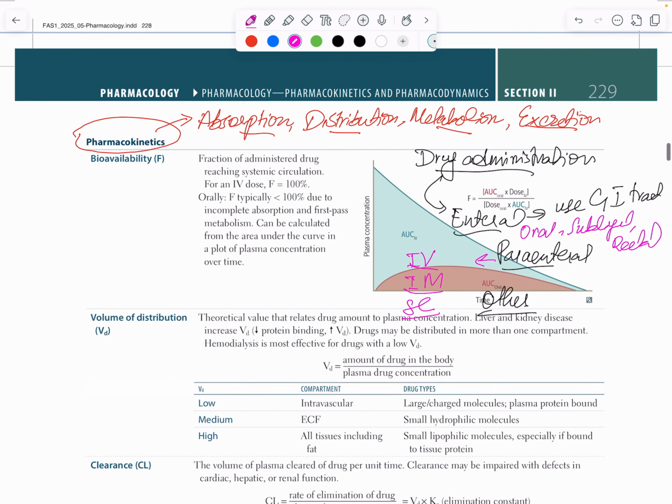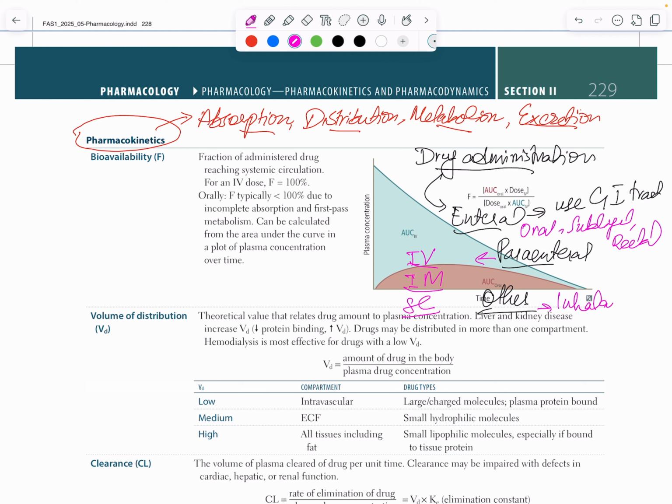And the others include inhalation, intranasal, intrathecal, and topical, like creams and ointments that are absorbed by the skin. Fine. I am telling you about all these administration routes because the method of administration of a drug affects how much of it will be available to the body, and the amount of drug available to the body is called bioavailability. Okay?